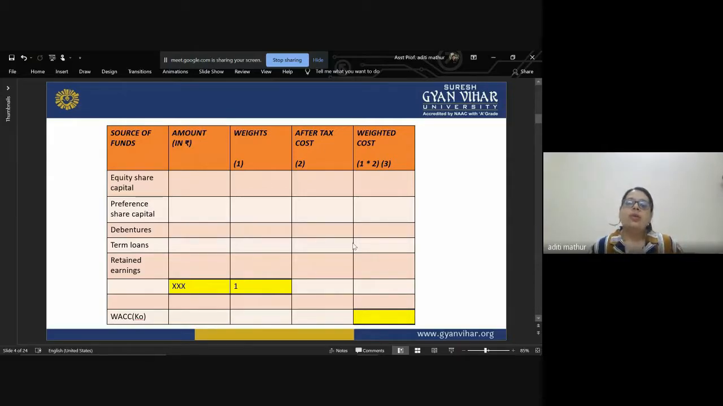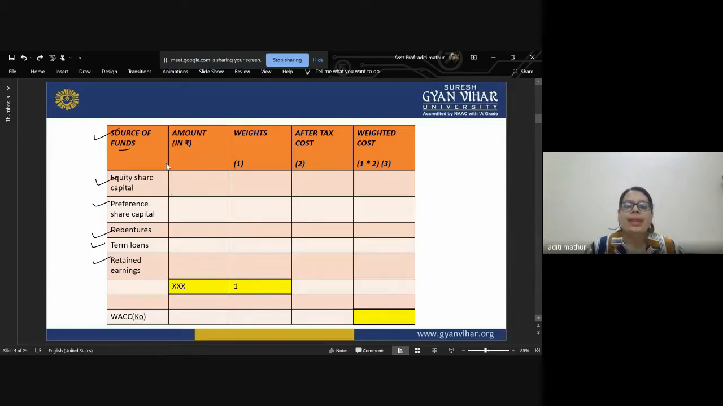So the first column of your table shows the sources of funds, in which all the sources of the funds are written. If it is equity, preference, debentures, long-term loans or other term loans, and retained earning. Then you write the associated amounts over here and the total capital. Then you write the weights. So let us just learn how to calculate the weights. For that, let me take an example.